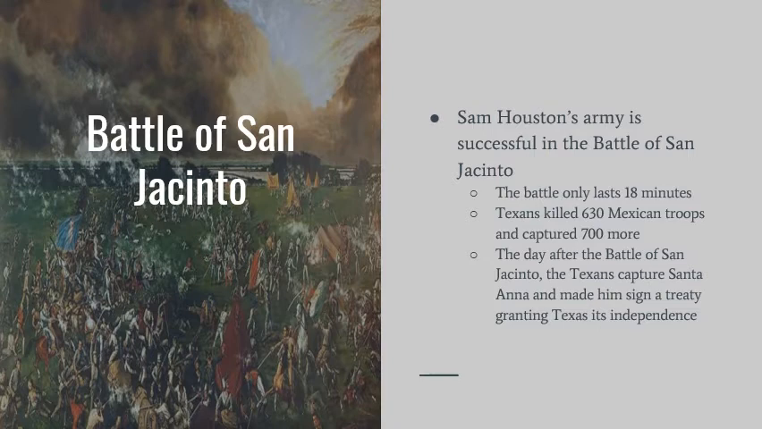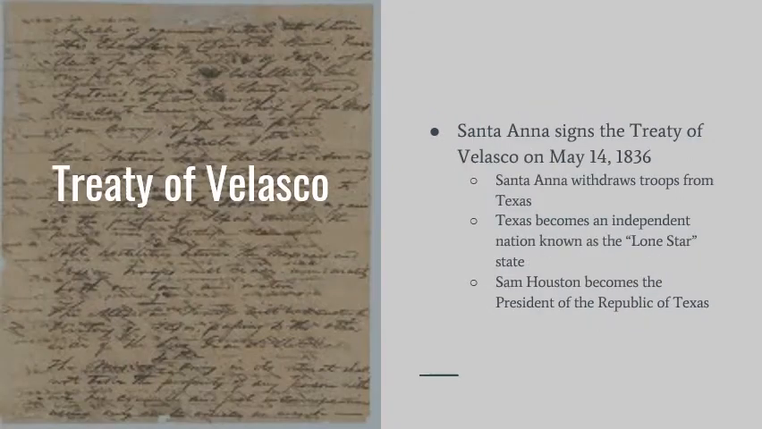The day after the Battle of San Jacinto, the Texans capture Santa Anna and make him sign a treaty granting Texas its independence. Santa Anna signs the Treaty of Velasco on May 14, 1836. The terms of the treaty force Santa Anna to withdraw his troops from Texas, and it also allows Texas to become an independent nation known as the Lone Star State, with the Rio Grande as Texas's southern border.